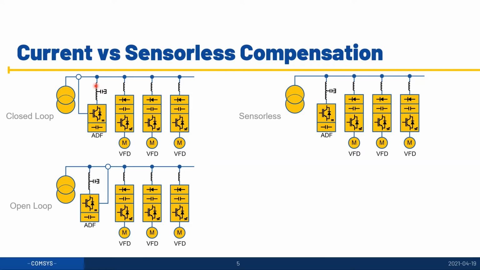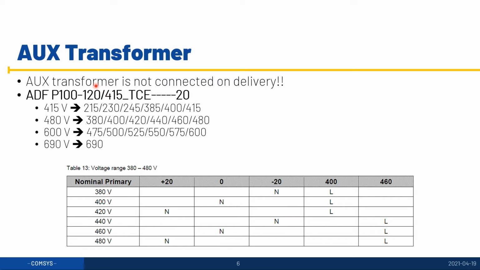Beside these external connections, we also have an internal auxiliary transformer. This auxiliary transformer is always connected to a parking terminal at delivery. So you need to make sure that the transformer is connected to the correct voltage level. So we have an internal 230 volt that is used for auxiliary parts.